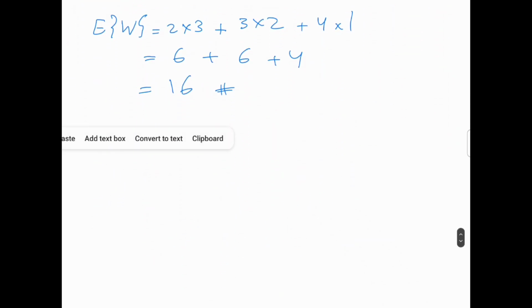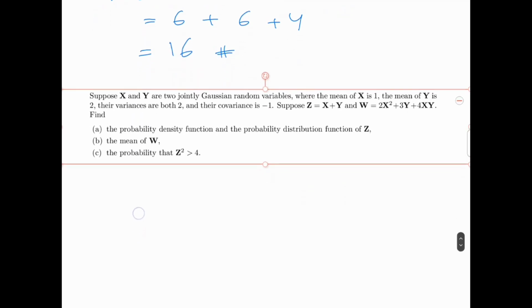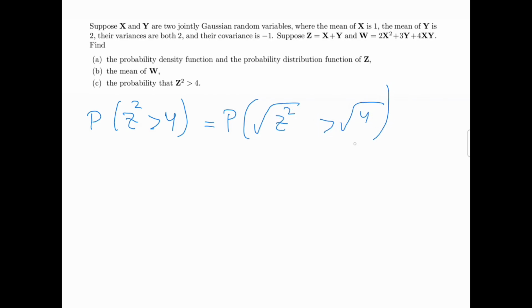The last question is asking us to find the probability that Z squared is greater than 4. So how do we calculate that? First of all, we need to get rid of the square, so we have to take the square root on both sides. And this can be reduced to the probability of the magnitude of Z, or absolute value, don't forget the absolute value, greater than 2. Okay, so this is very important. Many students forget to put the absolute value.